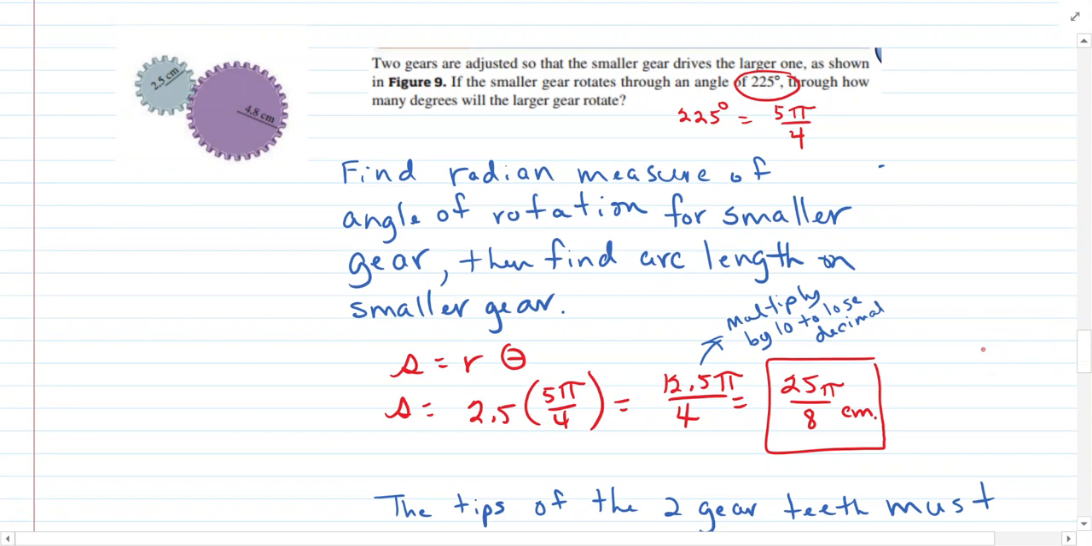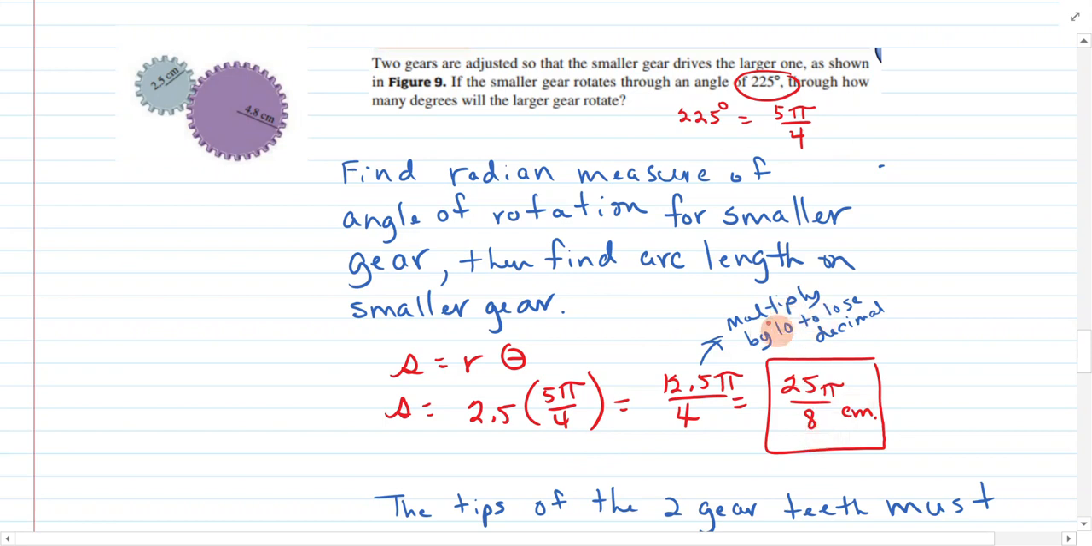Two gears are adjusted so that the smaller gear drives the larger one, as shown in the figure. If the smaller gear rotates through an angle of 225 degrees, through how many degrees will the larger one rotate? So it's saying if you move this many degrees in the small one, how much does this move? First of all, we change 225 to radians, and that's 5 pi over 4. So we want to find the arc length on the smaller gear. We have the radius up here of 2.5, and we multiply it times 5 pi over 4. And that gives us 25 pi over 8.